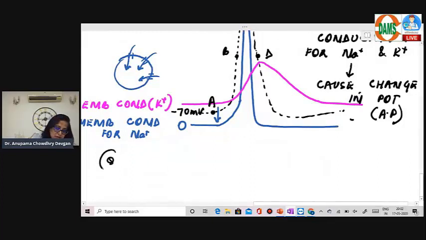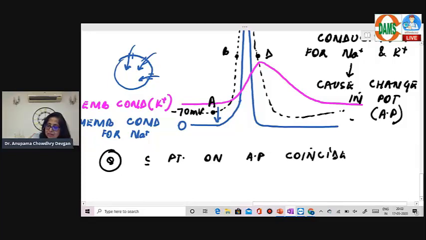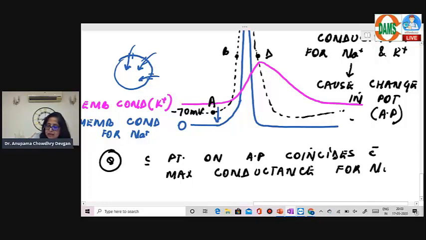So first question, which point on the action potential coincides with maximum conductance for sodium? This was a question which was asked. Maximum conductance for sodium, and your answer is C, isn't it?